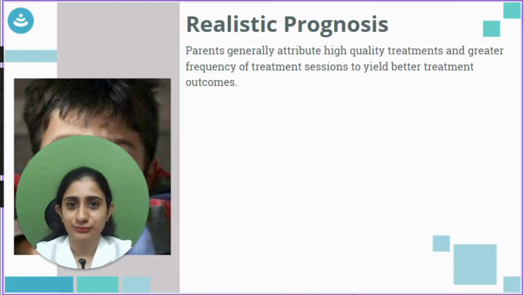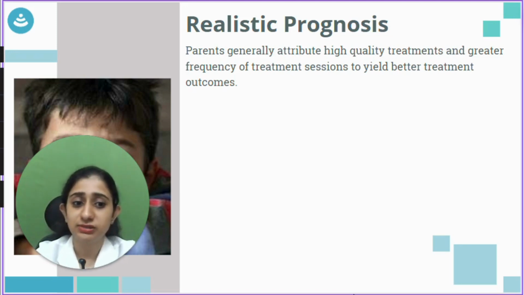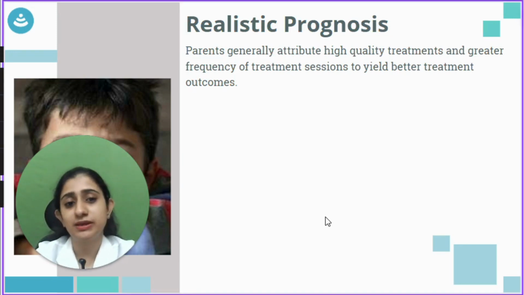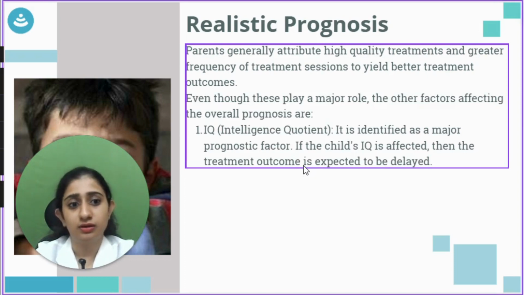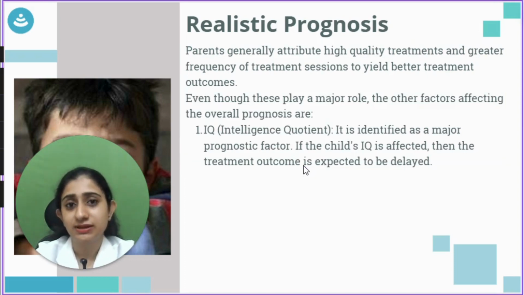Understanding realistic prognosis. Parents generally attribute high quality treatments and greater frequency of treatment sessions to yield better treatment outcomes. But even though these factors play a major role in the overall prognosis, there are some other factors that affect it too. These include the IQ of the child. It is identified as a major prognostic factor. If the child's IQ is affected, then the treatment outcome is expected to be delayed.